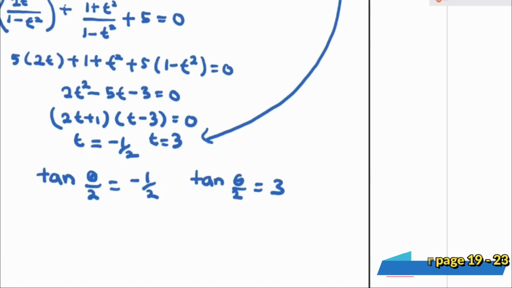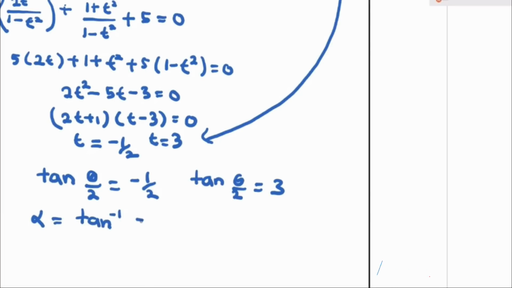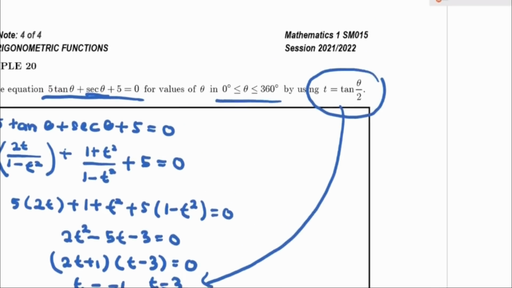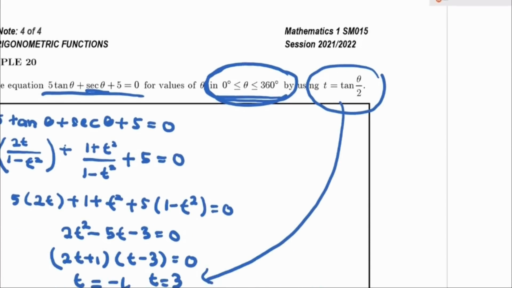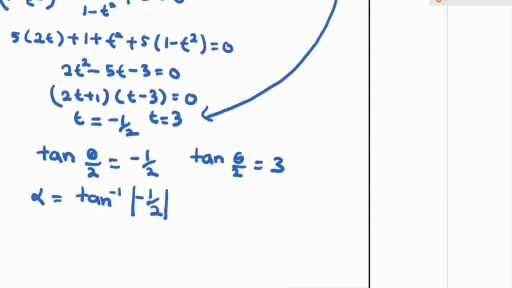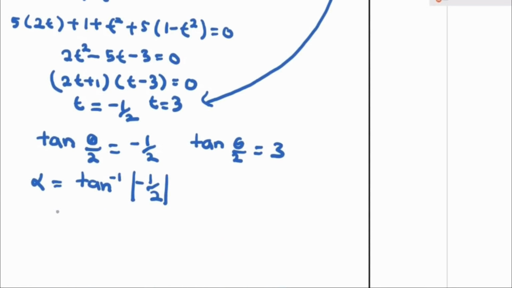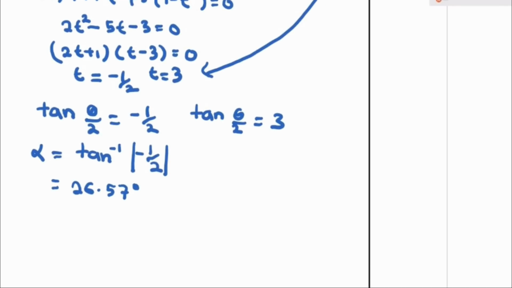Okay, basic angle. We let the basic angle be alpha, shift, tangent, negative 1 over 2. Make sure your calculator is in degree mode. Why degree mode? Because the given range here is in degrees, so your calculator must be in degree. Then after you press the calculator, the answer is 26.57 degrees.